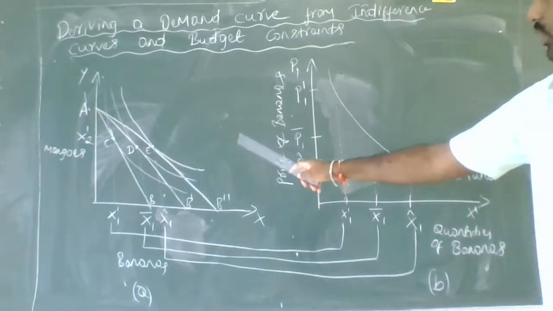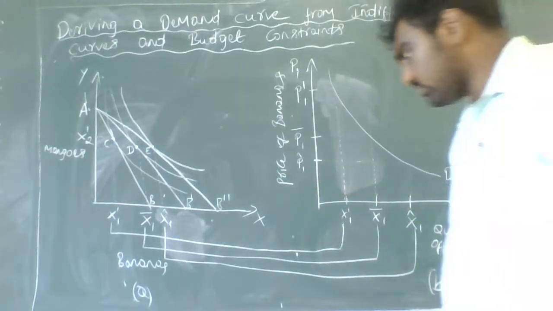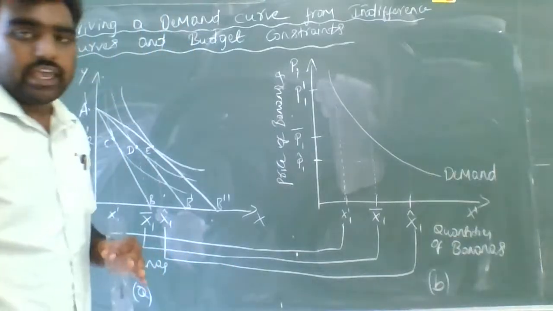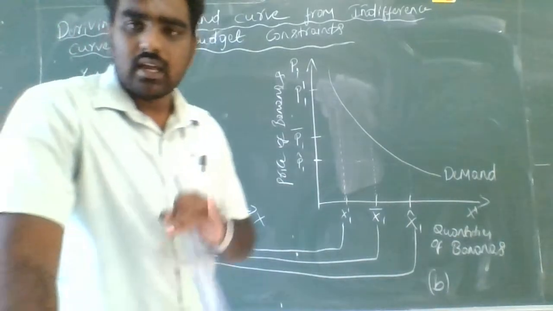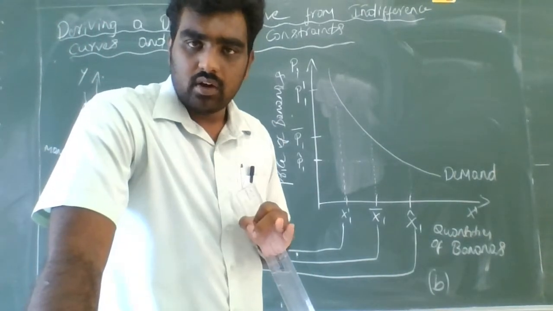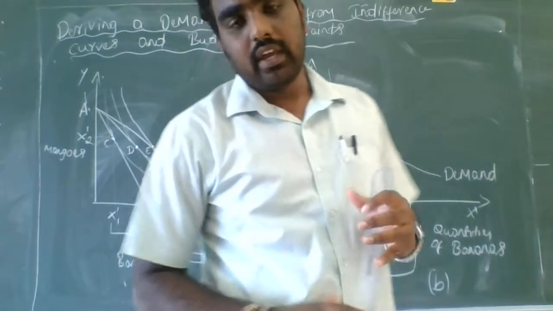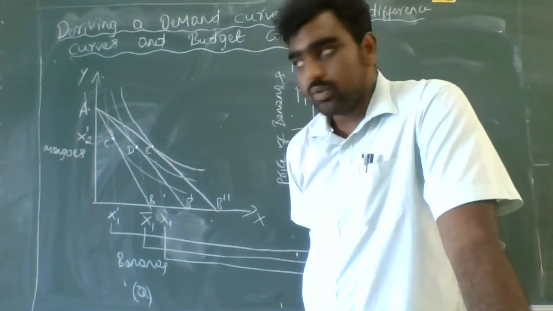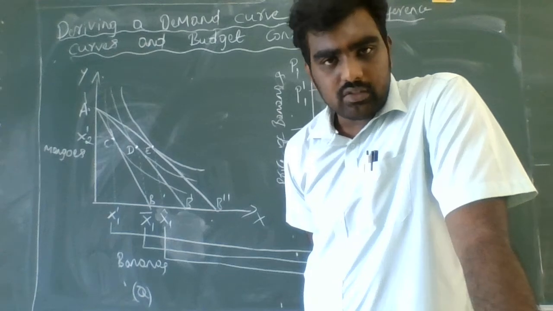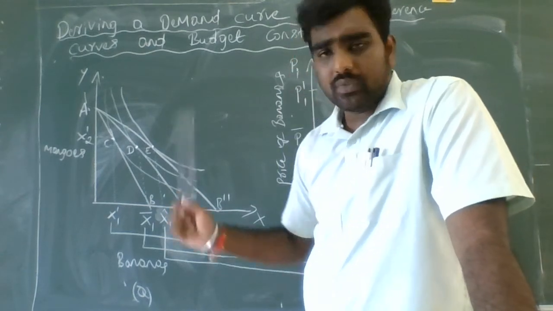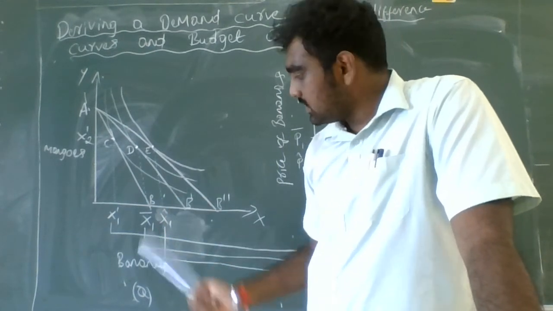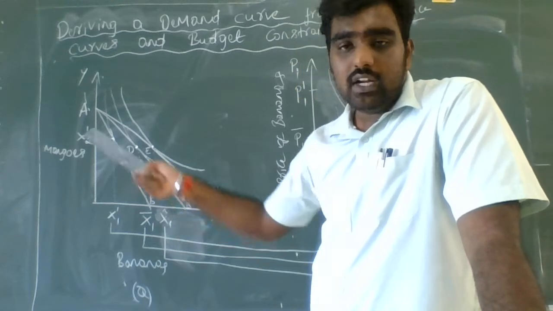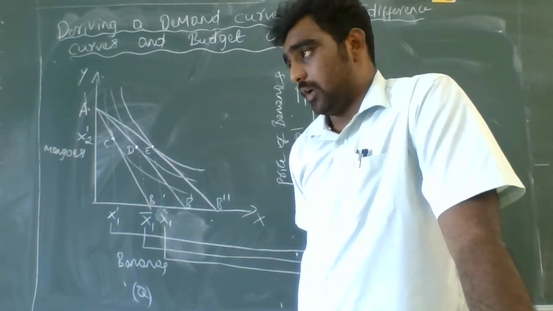Here I have drawn two diagrams. Let us take two commodities, bananas and mangoes, x1 and x2. Let us assume m is the income of the consumer, and p1 and p2 are the prices of the two commodities: p1 is the price of the banana and p2 is the price of the mango.